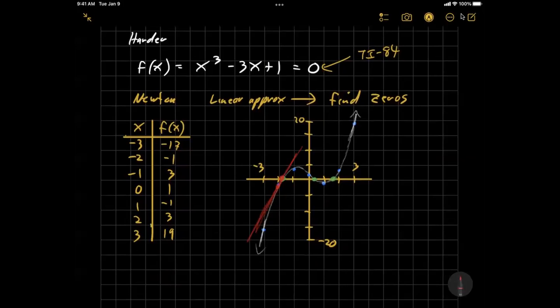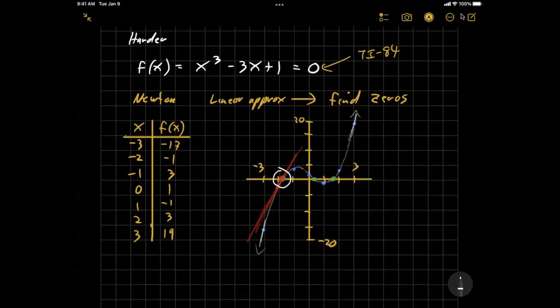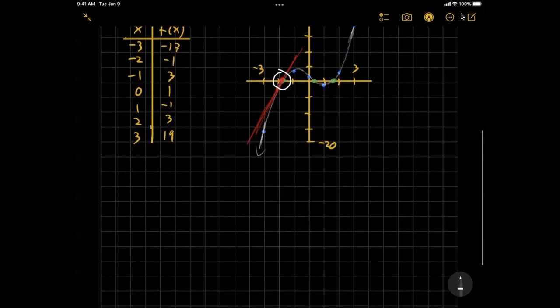You can see that where the linear function crosses the x-axis is extremely close to where the function itself crossed the x-axis, if we started with a point of tangency that was relatively close to the zero. So now let's work on the method in detail, and then we'll look at a Matlab simulation of what it is that we did.